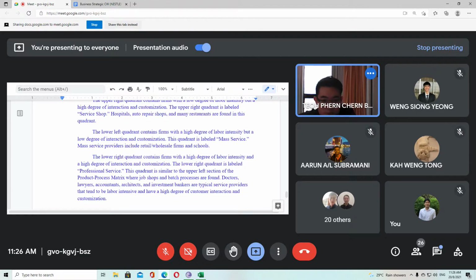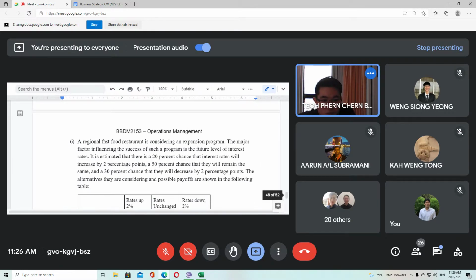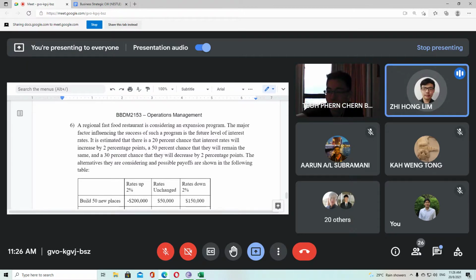Next question. The next question is: a regional fast food restaurant is considering an expansion program. A major factor influencing the success of such a program is the future level of interest rates. It is estimated there is a 20% chance the interest rates will increase 2%, a 50% chance that the rates will remain unchanged, and a 30% chance that the rates will decrease 2%.